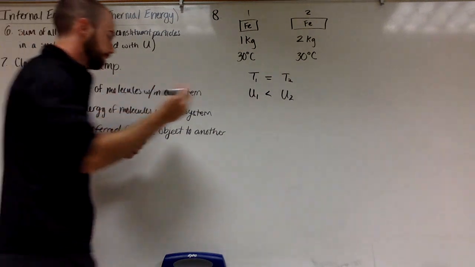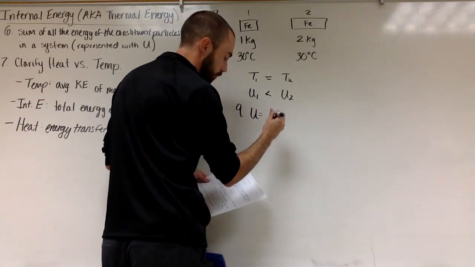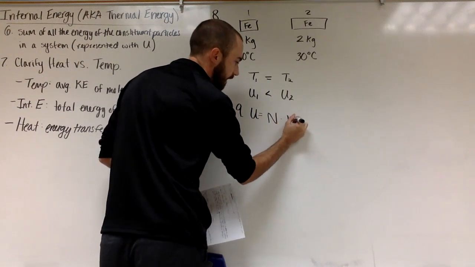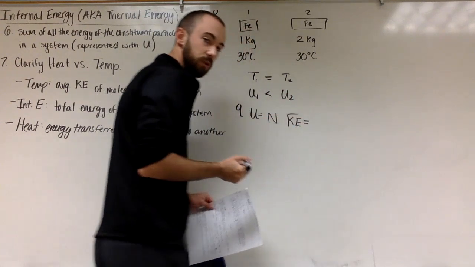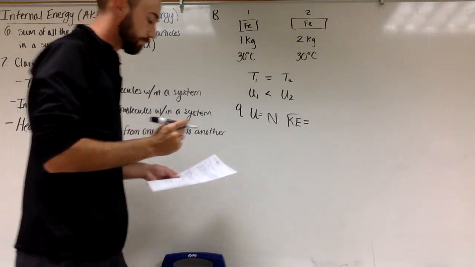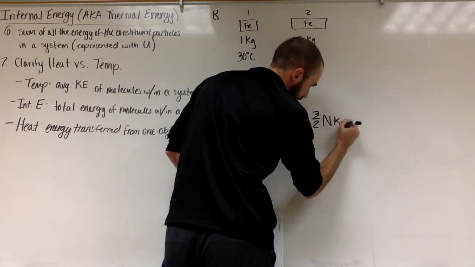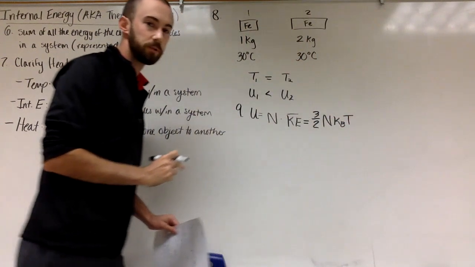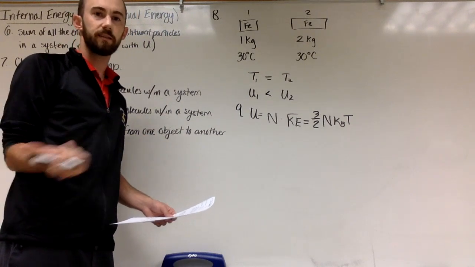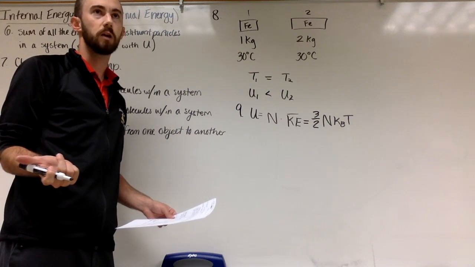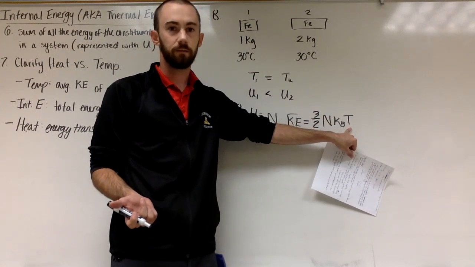So now let's look at the formula for it. Our formula for internal energy is just going to be equal to the number of particles times the average kinetic energy of a particle. That's a pretty simple way to do it. If you guys have taken chemistry, some of these ones I'm about to write may look more familiar. 3/2 N kB T. Big N represents the total number of particles in a system. kB is the Boltzmann constant. That's going to be on your equation sheet. Temperature is going to need to be in Kelvin.